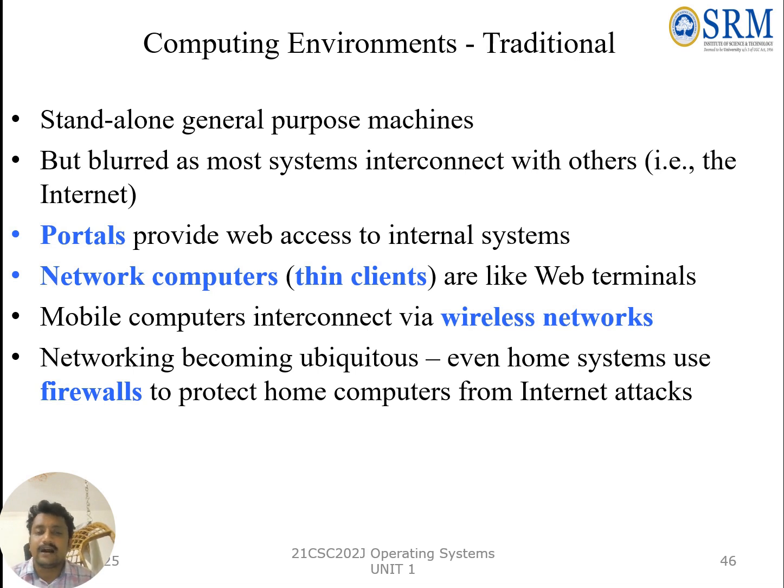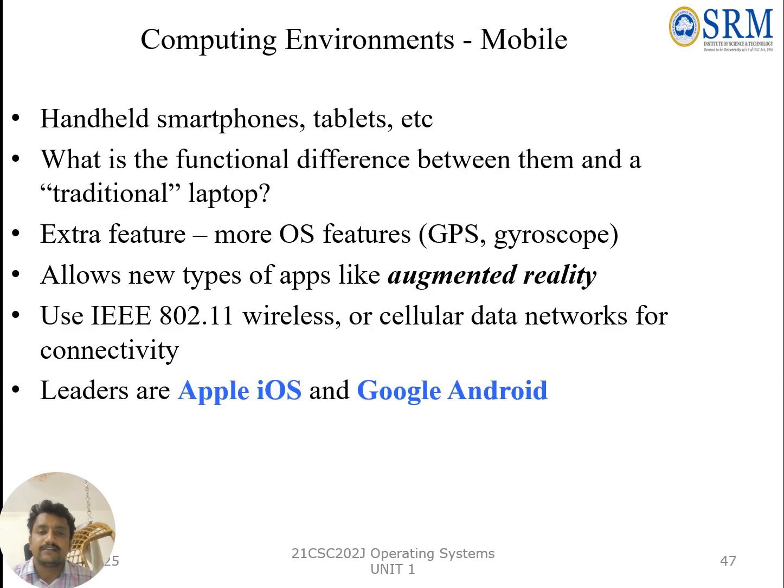Now all these computers are interconnected via wireless networks. For example, it may be a home system which uses a firewall to protect the home system from internal attacks. For the mobile, we will be using various mobile devices such as smartphones, tablets, etc. What is the main use for differentiating the traditional laptop from the mobile? It's the extra OS features, such as GPS, gyroscope and everything.